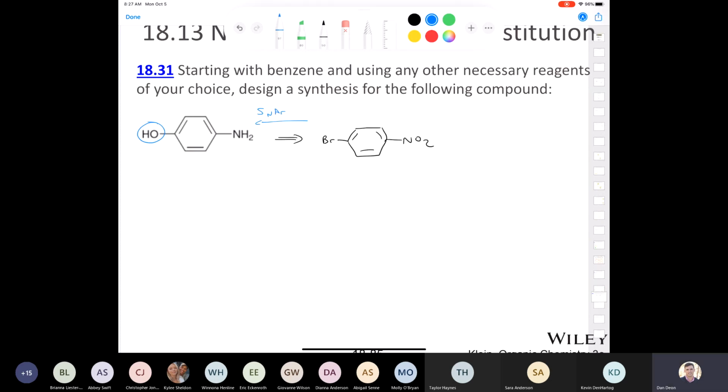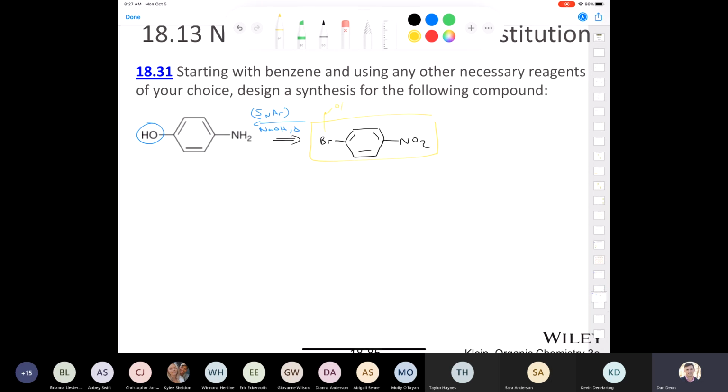So SNAr, and I'm just putting that in there to remind you of the mechanism since we're just learning it right now. Then you would treat that with sodium hydroxide and heat it up. And then you could do the SNAr. So then the question becomes, how do I make this molecule? I've got a bromine and a nitro. I would have to install the bromine first, because bromine is ortho-para-directing and a nitro is meta-directing. It's also deactivating. So let's install the bromine first.